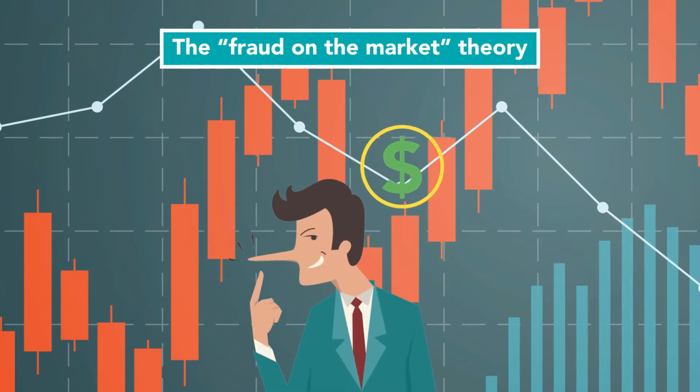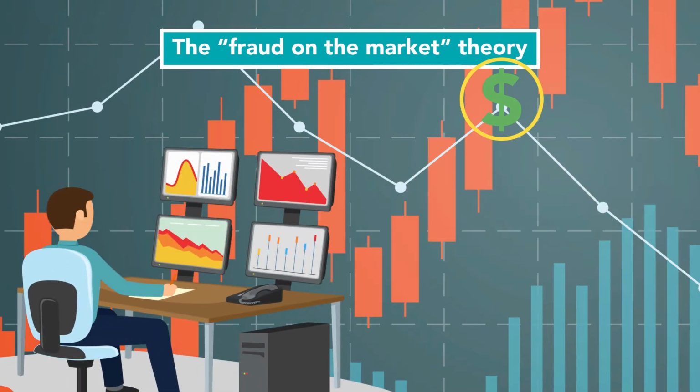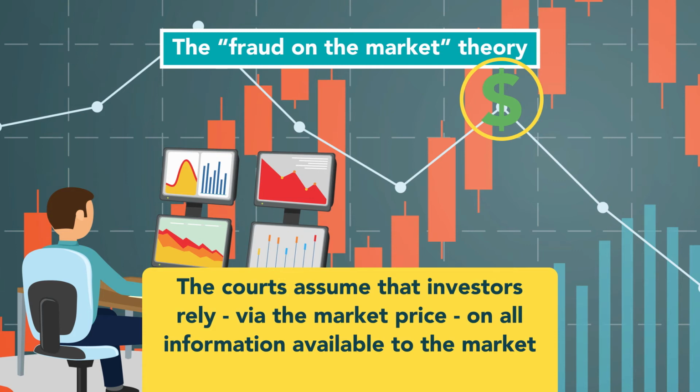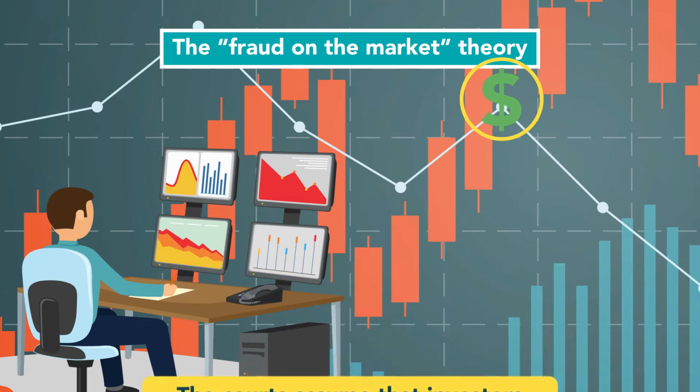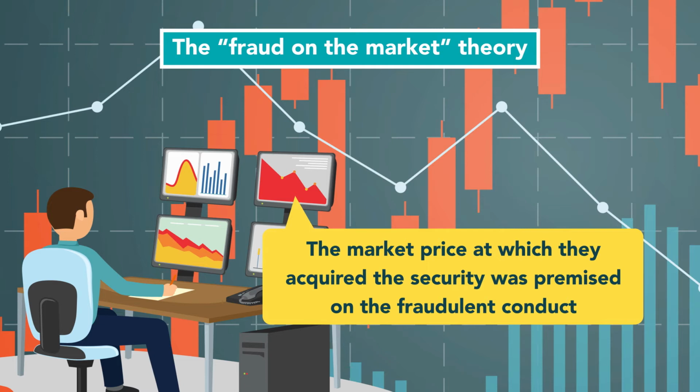False statements may lead to increased market prices. Investors are entitled to rely on those market prices. Therefore, for highly liquid securities traded on national exchanges, the courts assume that investors rely, via the market price, on all information available to the market. Once the truth is revealed and the price drops, investors are harmed because the market price at which they acquired the security was premised on the fraudulent conduct.